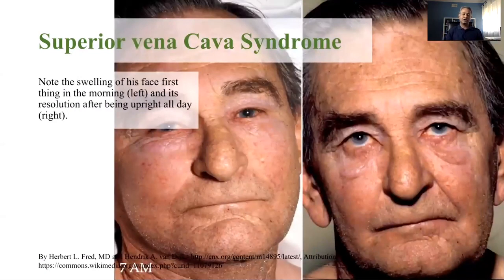This is another picture of superior vena cava syndrome. Here, if you see the patient on the left, look at it, 7 a.m. The patient's face is swollen. And then as the patient stands up and the blood starts gravitating from the upper body towards the lower body and then back into the heart, the swelling has gone away.